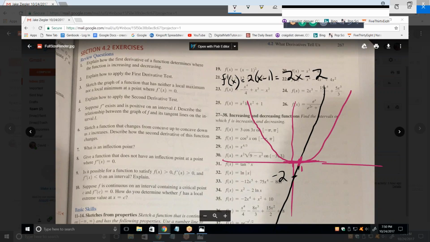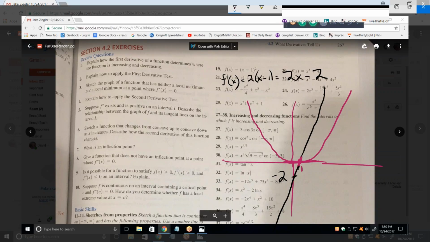The original curve is increasing on what interval? 2. What interval? Oh, 1. No. An interval is between 2 points. Sorry, I wasn't really thinking there. It was 1 to infinity. Okay, good. Where is it decreasing? Negative infinity to 1. Yeah.